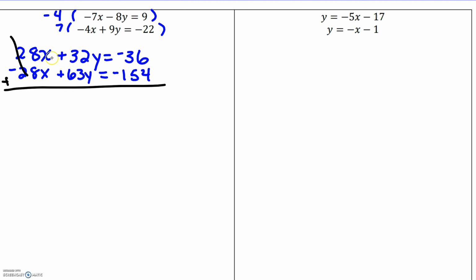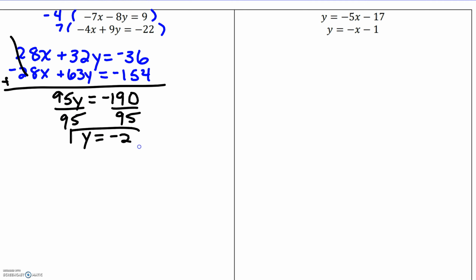32y plus 63y, 95y, negative 190. Divide by 95, and y is equal to negative 2.